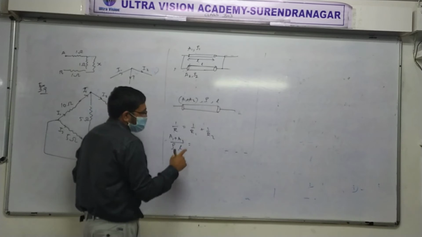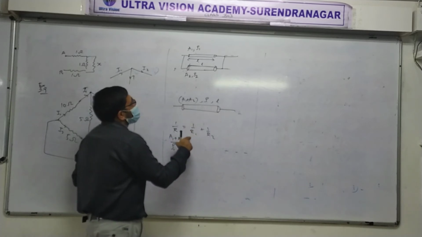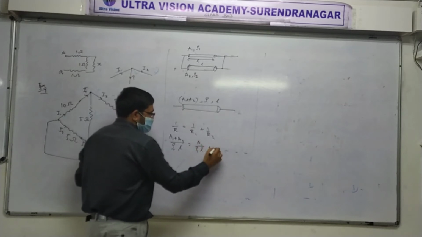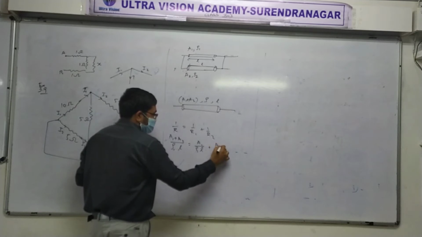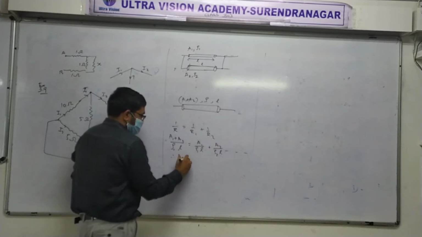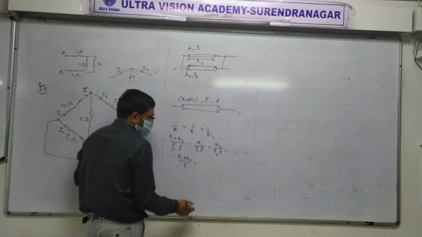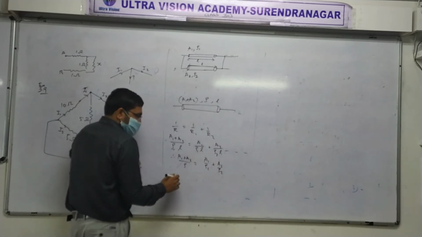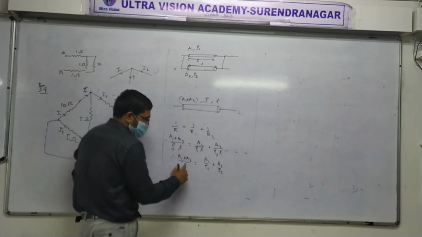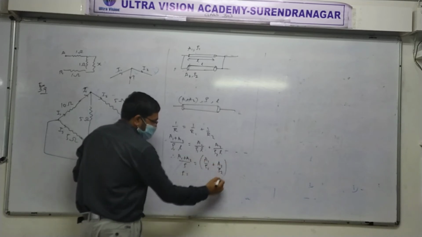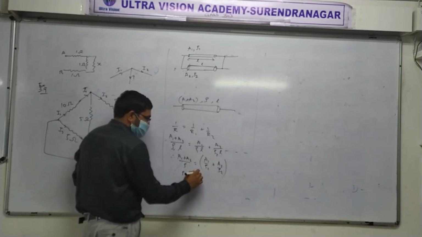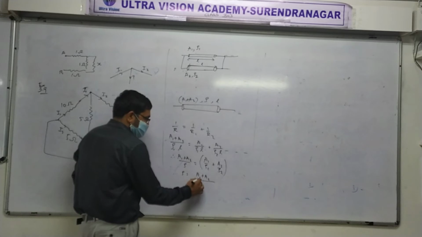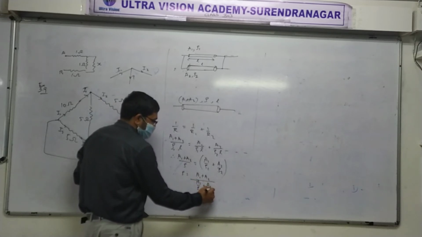Now 1 upon R1 is A1 upon rho 1 L, plus A2 upon rho 2 L. Alright, so A1 plus A2 upon rho is equal to A1 by rho 1 plus A2 by rho 2. L cancels. To find rho, therefore rho is equal to, taking this as one bracket, A1 plus A2 upon A1 by rho 1 plus A2 by rho 2.